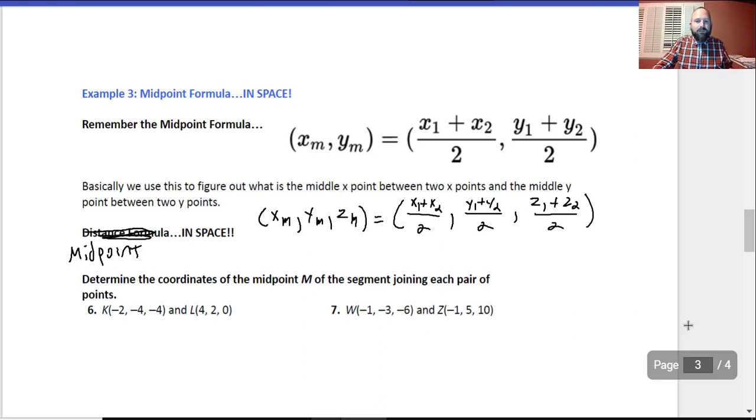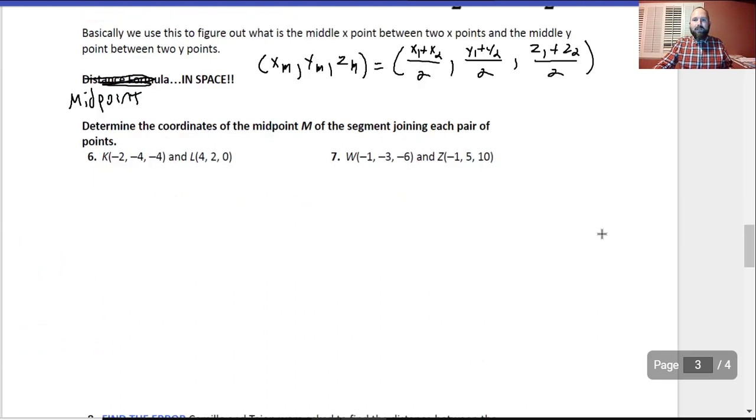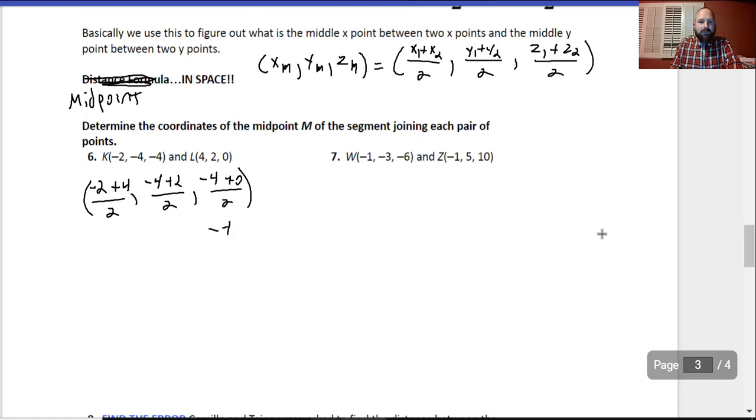So if we're going to try to find the midpoint of, for example, m, by joining each pair of points right here, all we have to do is this. Negative 2 plus 4 divided by 2, and then negative 4 plus 2 divided by 2, and then negative 4 plus 0 divided by 2. And then we'll just resolve it.